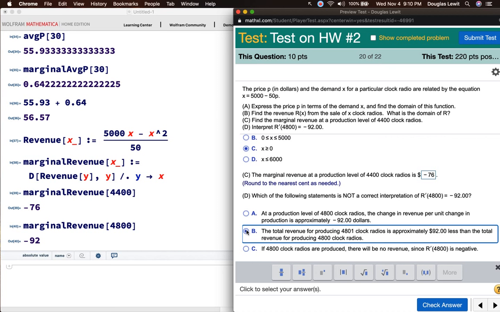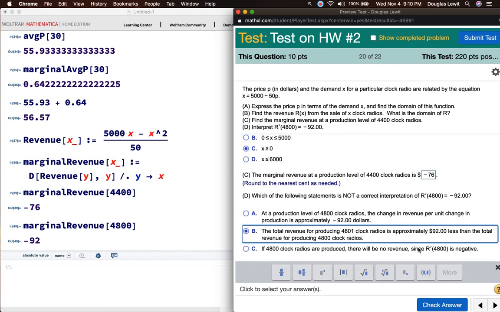And the reason why B is the right answer is because it offers an incorrect interpretation of the derivative. They're talking about total revenue. We're not interested in total revenue in this problem. We're interested only in marginal revenue, which is the derivative of the revenue function. It is not the derivative of the total revenue function. So that should be the answer.